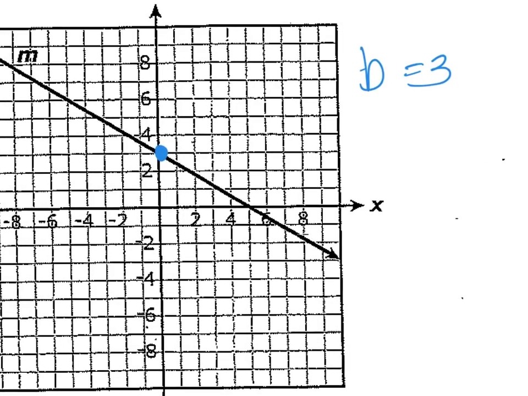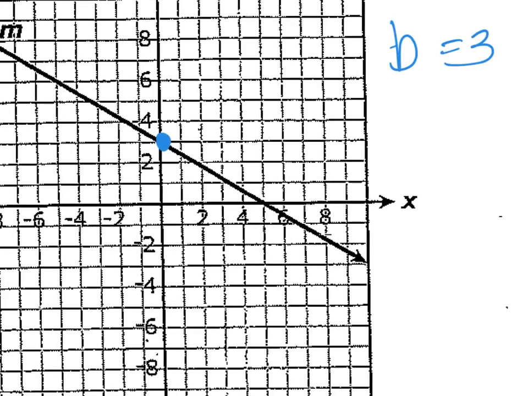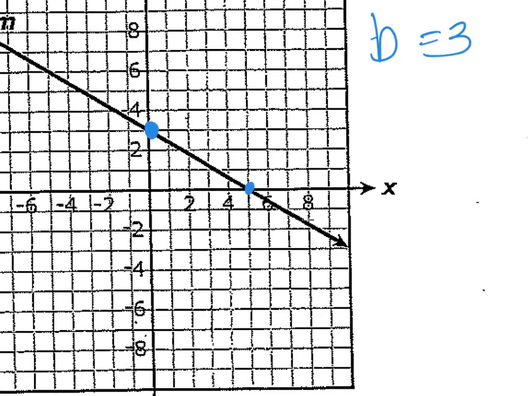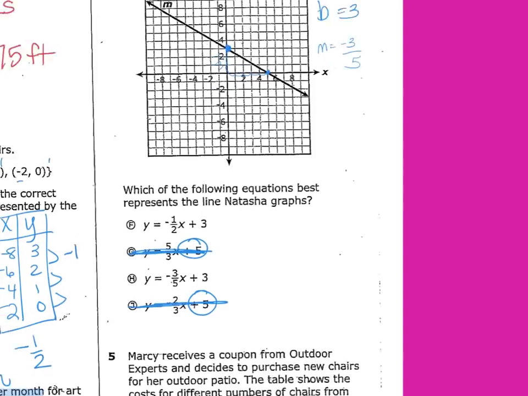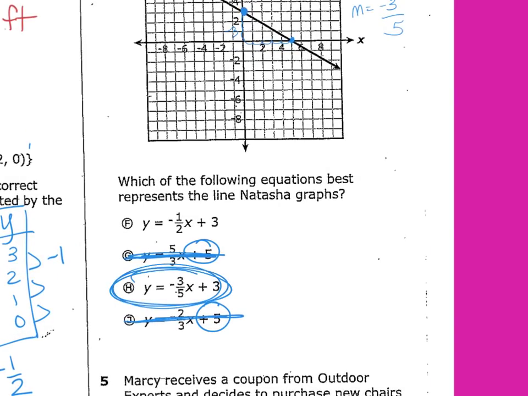And so now let's make a good point. Let's see right here, because it goes through those crosshairs. And it goes from point to point. It goes down 1, 2, 3. So -3 and over 1, 2, 3, 4, 5. So -3/5. So it's got to be H.